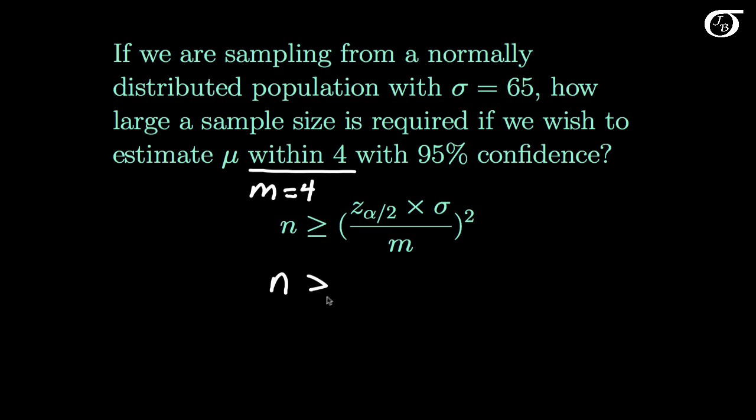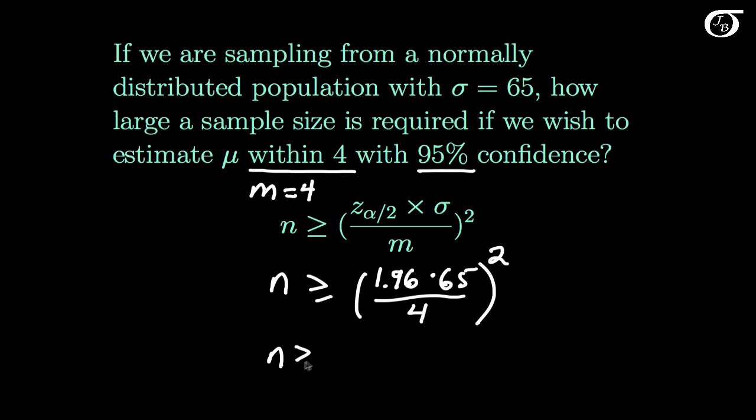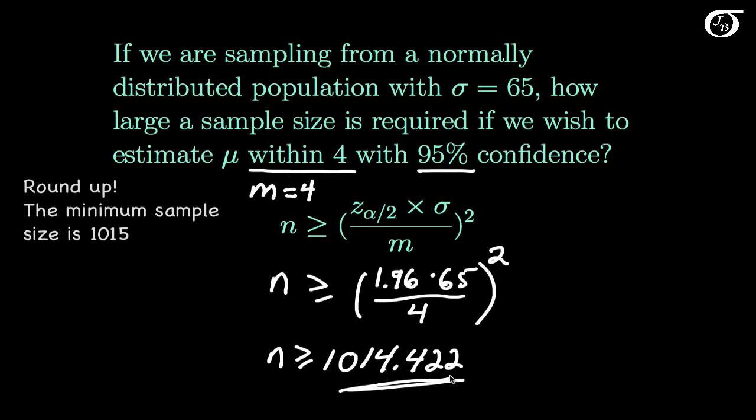Our n is greater than or equal to the appropriate z value for a 95% confidence interval, which is 1.96. Sigma is given as 65, and m is 4. And so we take those values and we square them, and we find out that n has to be bigger than or equal to 1014.422. Now, one point to note here, we need a sample size of at least this many, and n has to be a whole number, and so we must round up. And so the minimum sample size that is required is 1,015.